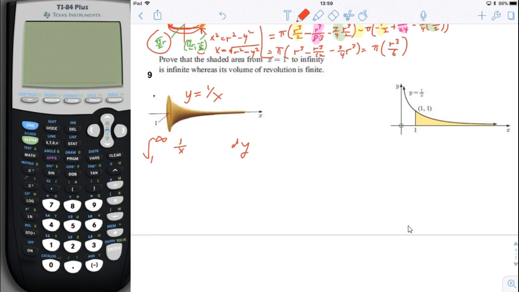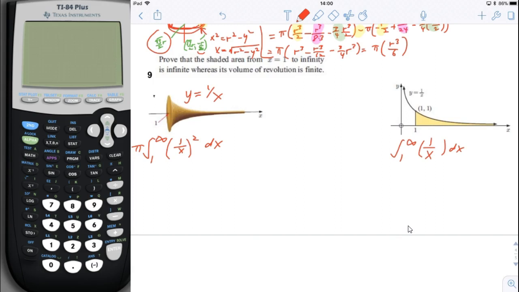Except we have to do it in terms of x, because we're revolving around the x-axis. So actually it's not dy, it's dx here, right? And then we're going to square it because it's pi r squared, and we're going to put pi in front, okay? And for this one over here, the area, we're going to do something similar, except it's going to be 1 to infinity and just simply the area, okay?